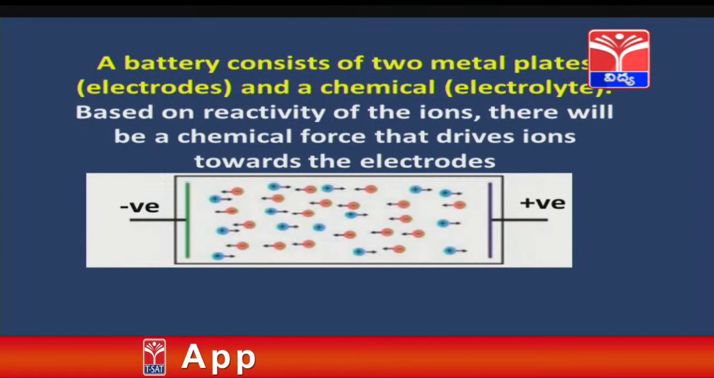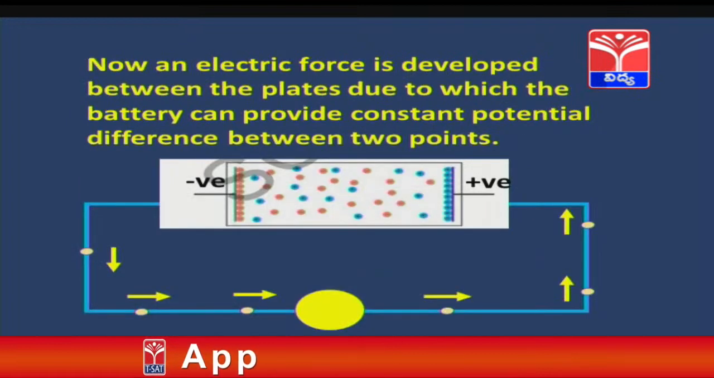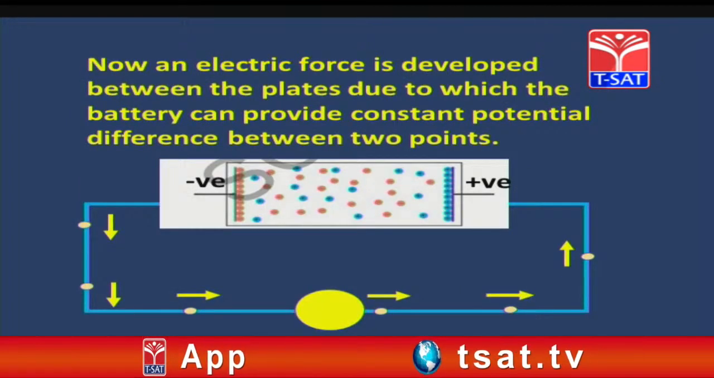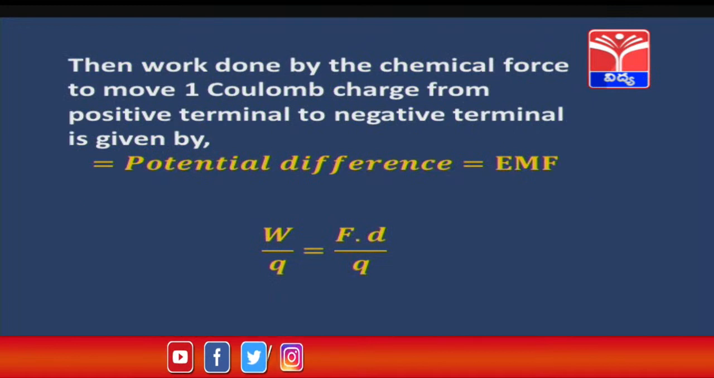Battery consists of two metal plates and a chemical which we call electrolyte. Based on the reactivity of the ions, there will be a chemical force that drives ions towards the electrodes, and with this the battery is able to maintain a constant potential difference. When we connect a conductor to a battery, the charged particles will start flowing in the wires, and thereby the appliance will work.